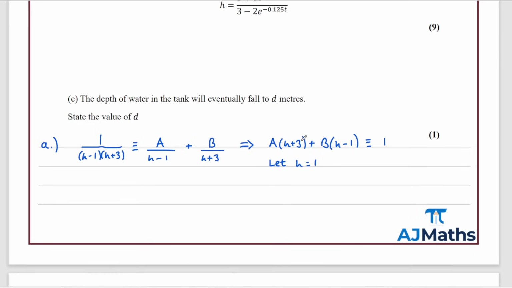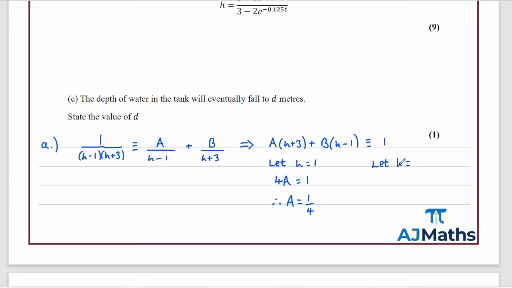So in that case, we get 1 plus 3, which is 4. We get 4a is equal to 1. And then if we divide by this coefficient of 4, we find that a is equal to a quarter, 1 over 4. And then we repeat this again to find out the value of b.